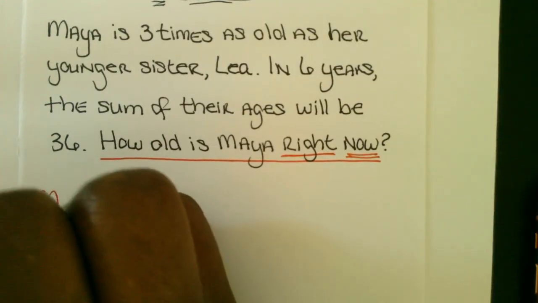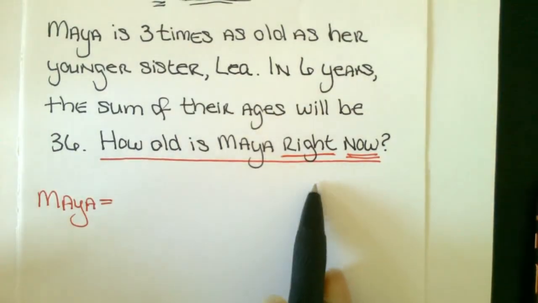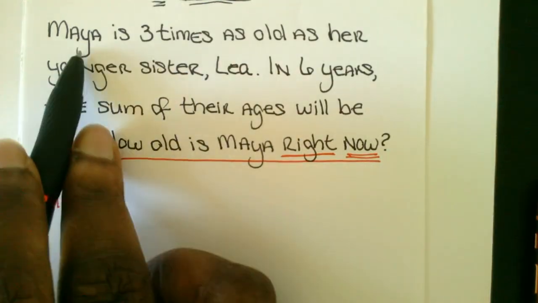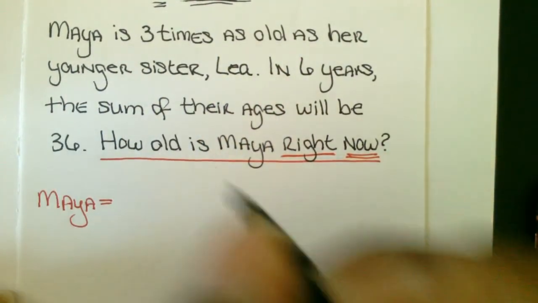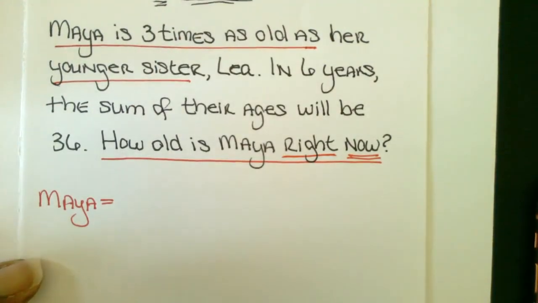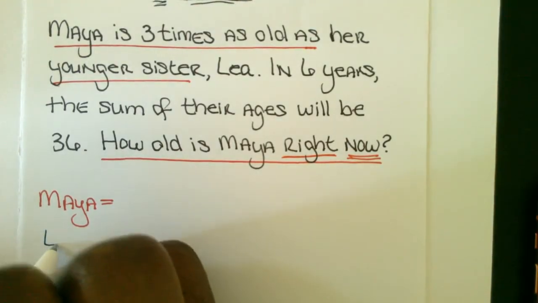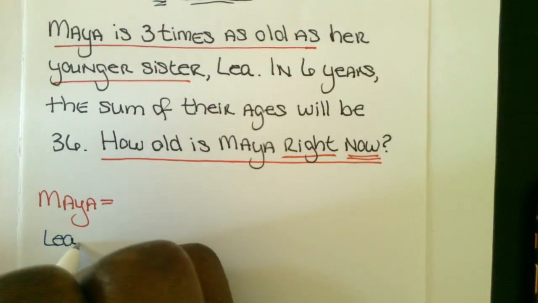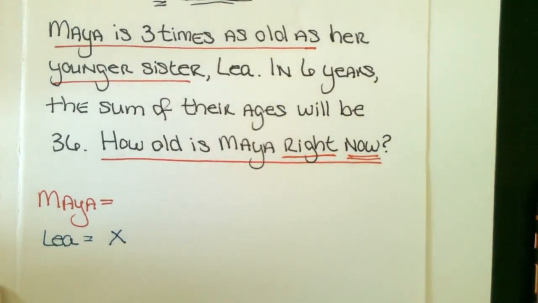So I'm going to raise this up just a bit. And I'm going to say, all right, we got Maya. We need something to represent Maya. And the one thing we know about Maya is she's 3 times as old as her younger sister. So if we know that Maya is 3 times as old as her younger sister, but we don't know anything about the sister. So that means Leah, or Leia, depending on where you're from, is going to be my unknown. I'm going to use an X, so it's not so complicated. Okay?